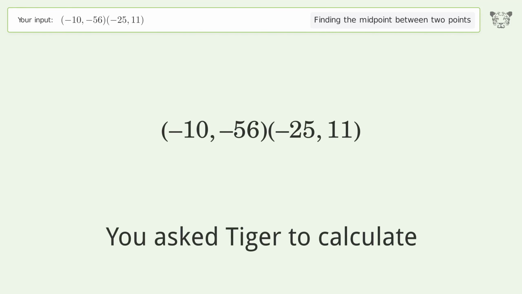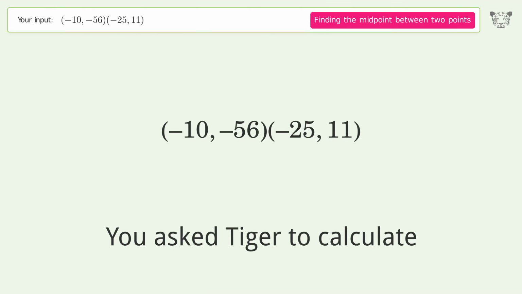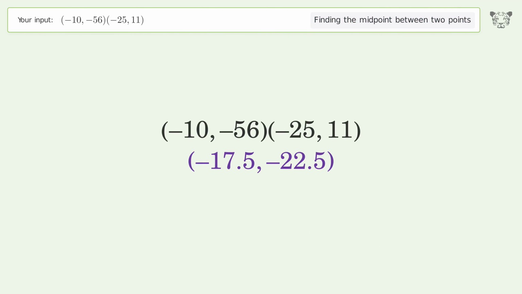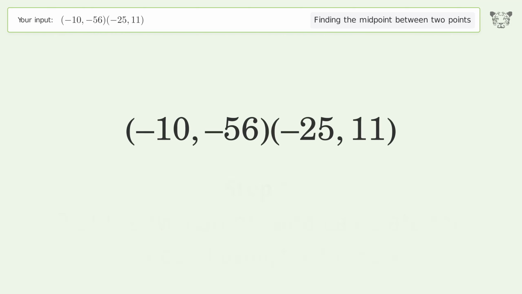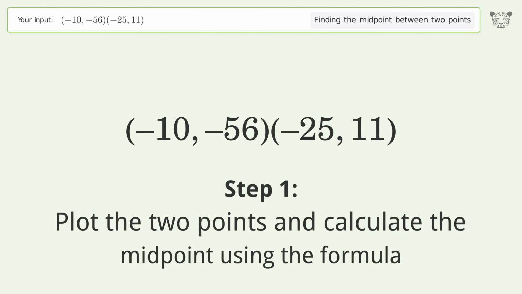You ask Tiger to calculate. This deals with finding the midpoint between 2 points. The midpoint between the 2 points is -17.5, -22.5. Let's solve it step by step. Plot the 2 points and calculate the midpoint using the formula.